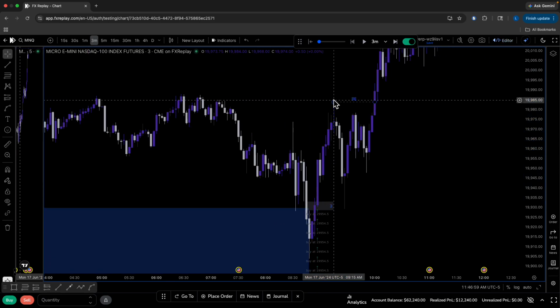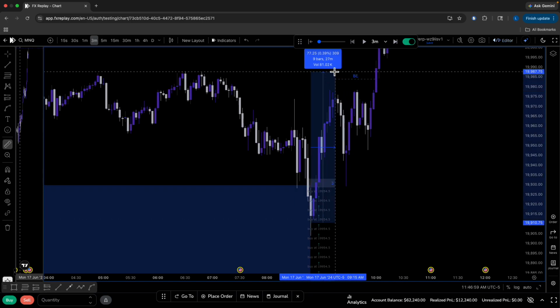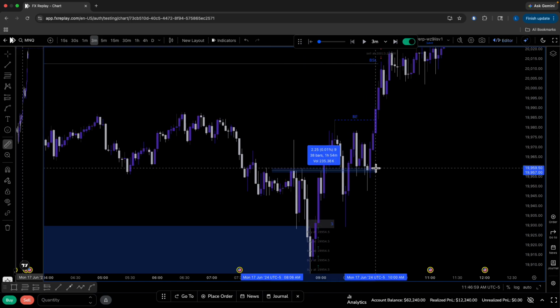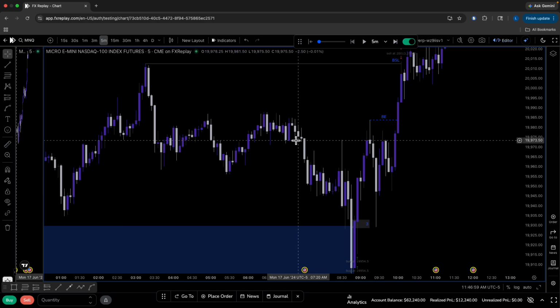We get that initial displacement leg. So why do we get this move here? We get this rebalance because we get this big displacement here, right? We get the change in the state. We sweep some internal highs here. And then there's also this 5-minute fair value gap here.